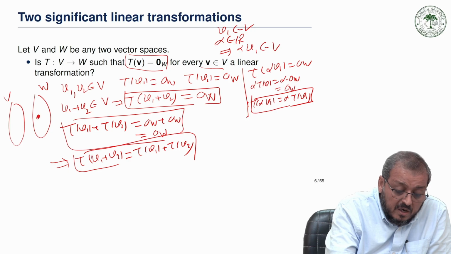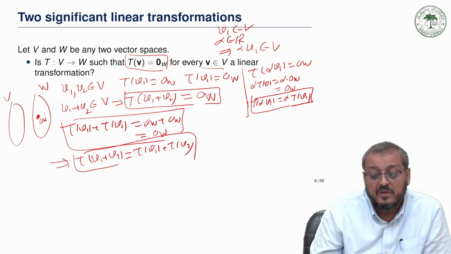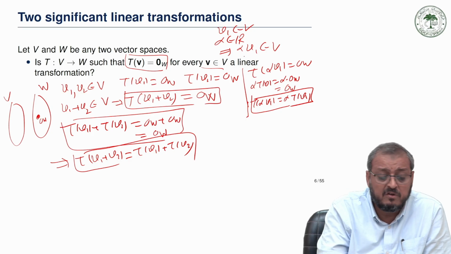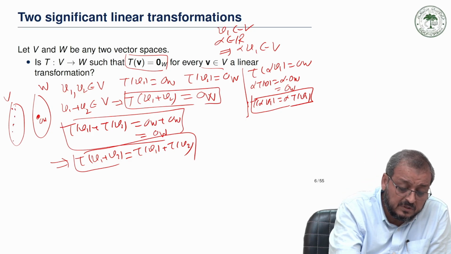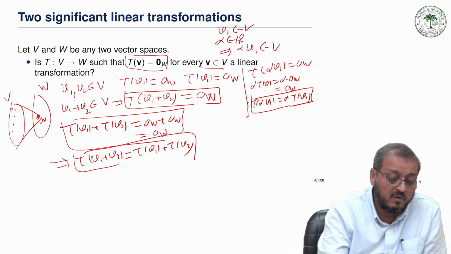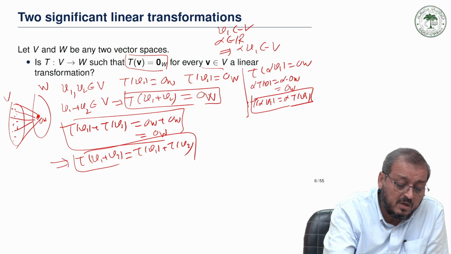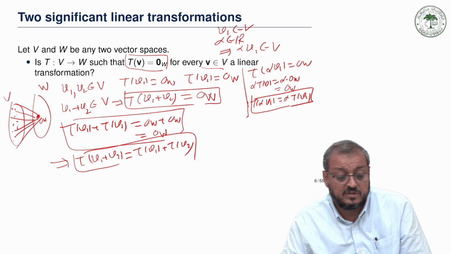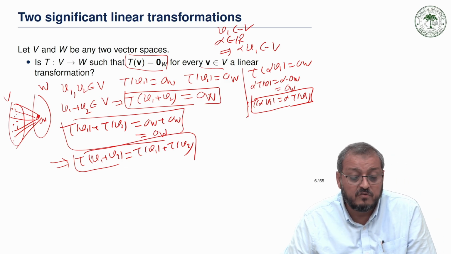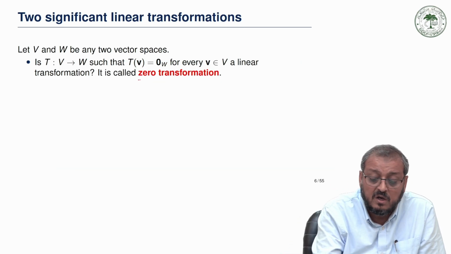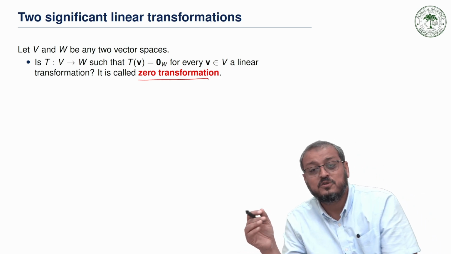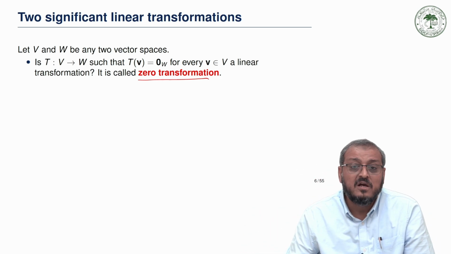Here is the identity element of this W, and we say that T of V, for every V, means all the V is mapped into this form. So all the elements are mapped into the identity element. Such a map is called a zero transformation, because every element is mapped to zero.